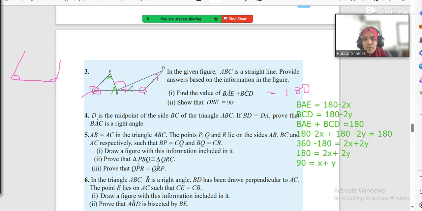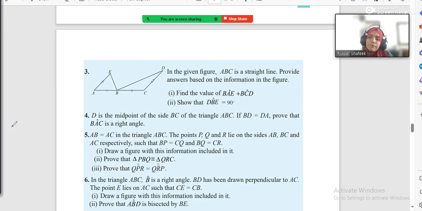Basically, this plus this is equal to 90 degrees. We can say that this is also equal to 90 degrees. The reason behind that is angles on a straight line add up to 180 degrees. That's why we say that this is 90 degrees. So that way you can show that DBE is equal to 90 degrees. I hope that question was also clear for you to work out.